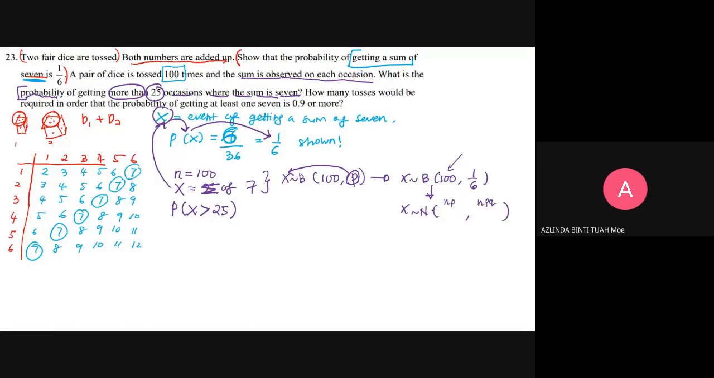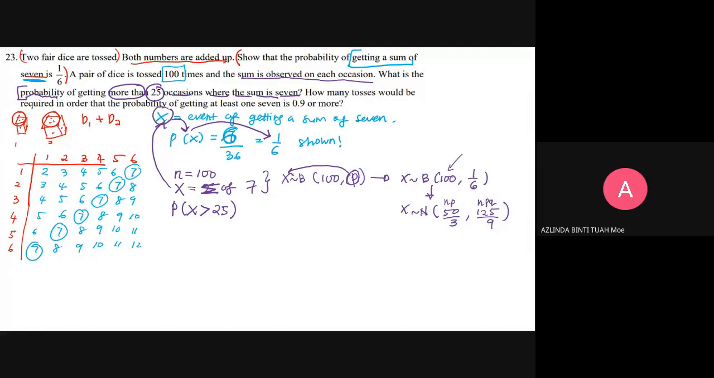16.67. Better in fraction, Amy, more accurate: 50/3. NPQ? One, 25/9. Okay.